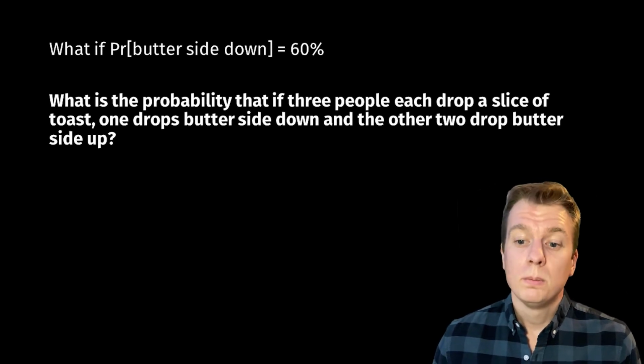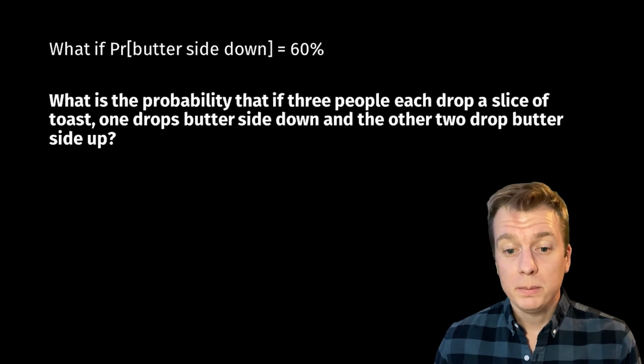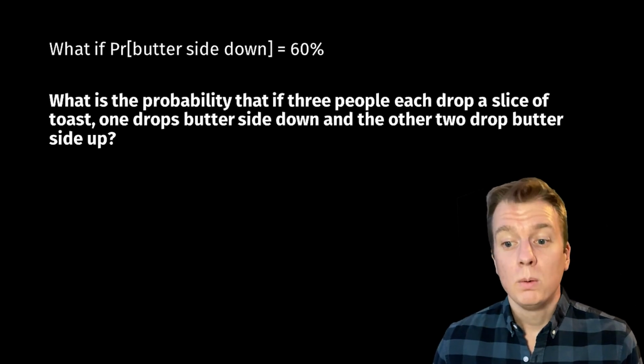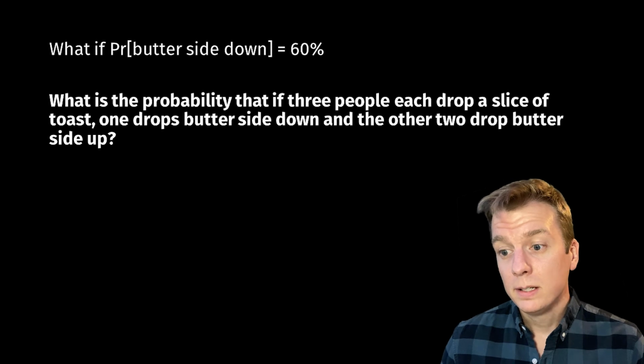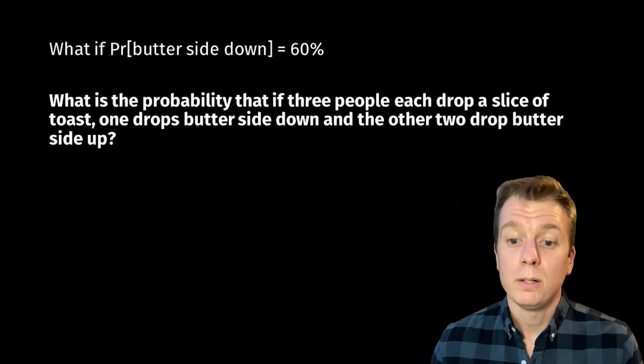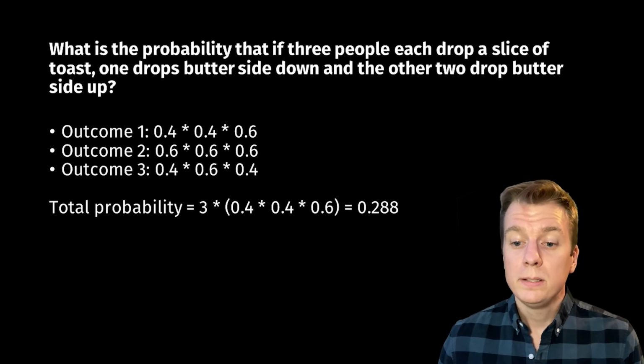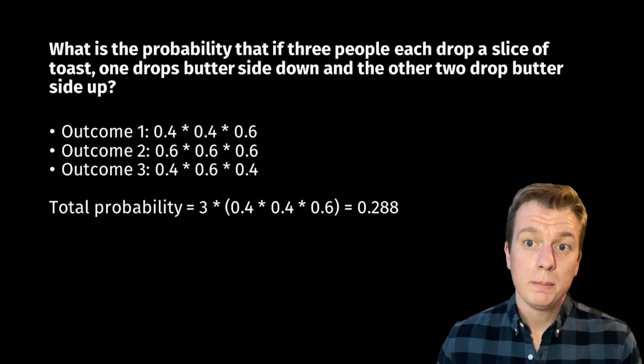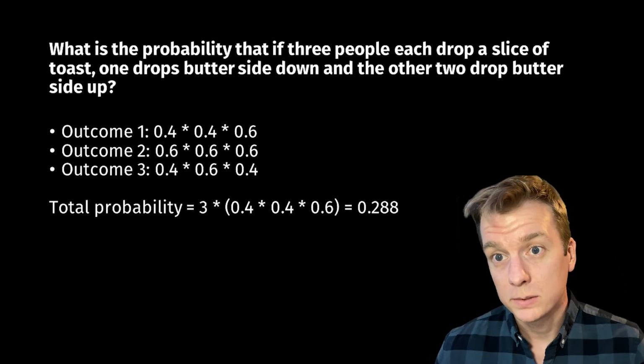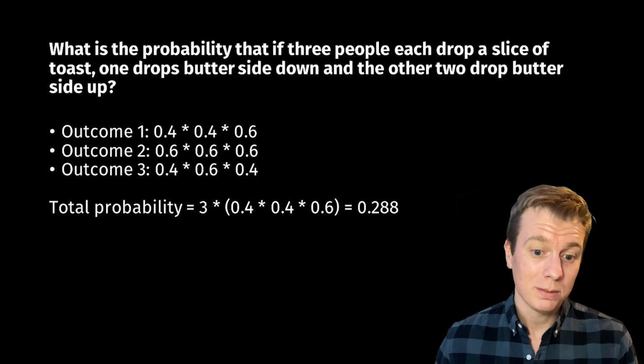Let's say that the true probability of toast falling butter side down is actually 60%, or 0.60. What is the probability if 3 people drop their slice of toast, 1 falls butter side down, and the other 2 fall butter side up? We can do this simply by calculating the total probability of all the possible outcomes. And in this case, there are 3 outcomes.